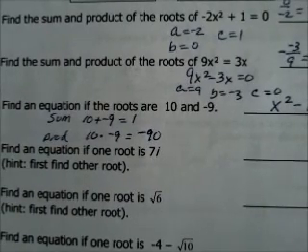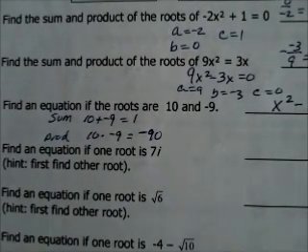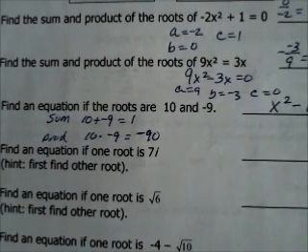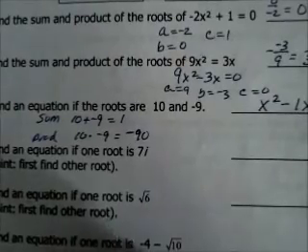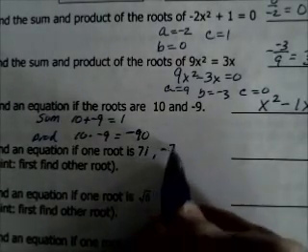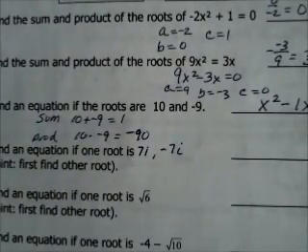Find an equation if one root is 7i. Well, if one root is 7i, remember, if we're using the quadratic formula or complete the square, oftentimes what do we have? We have plus or minus, right? So if one root is 7i, the other root could be negative 7i. So positive 7i, negative 7i.